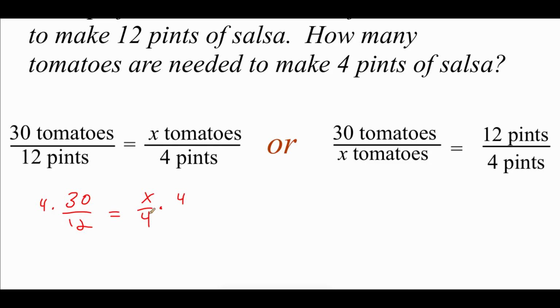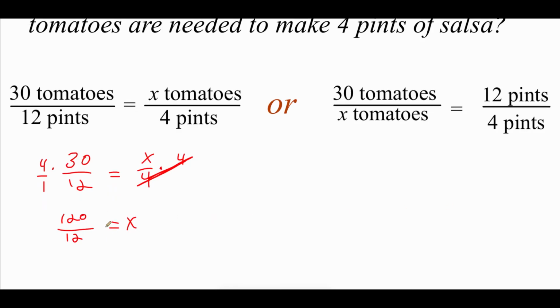So on the right-hand side, the times 4 and the divided by 4 cancel each other out. On the left-hand side, when we're multiplying these fractions together, I'm going to take that 4 and put it over 1. So 4 times 30 is 120, and then 1 times 12 is 12, and that equals our x value. Now on the left-hand side, that fraction is reducible. We can actually divide that out. 120 divided by 12 is 10, so our missing x value is 10.